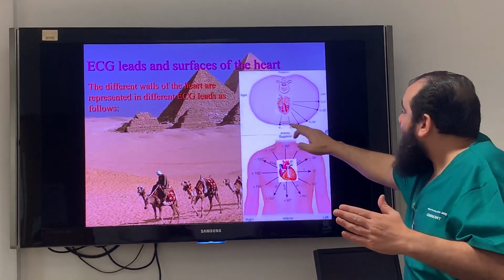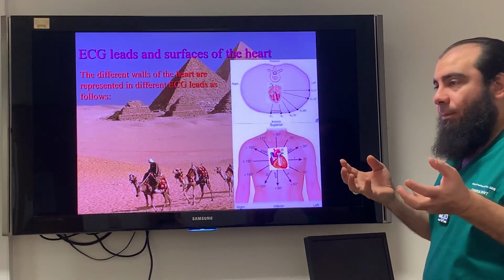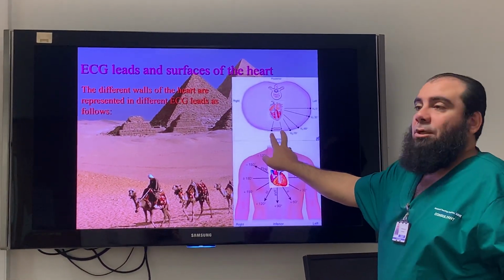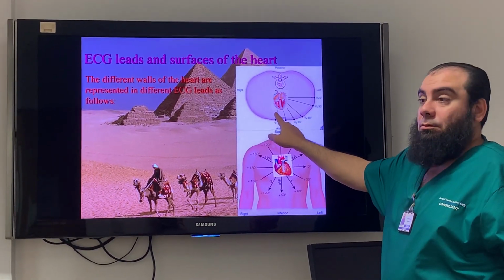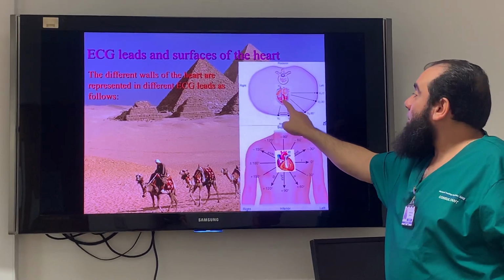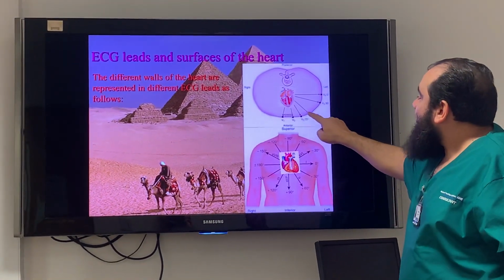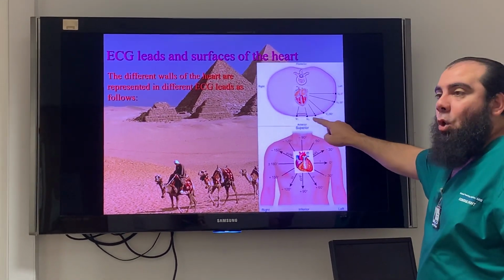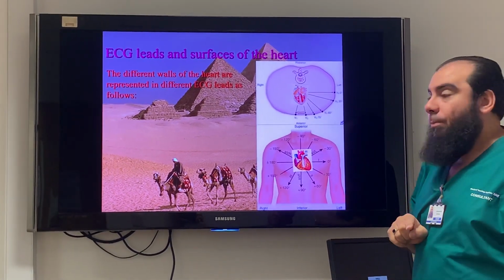Now, the relation of the heart to the chest leads, what actually they are looking at. Okay? So simply V1 and V2 are looking at what? Anyone knows? Right ventricle and part of the septum. V3, 4, 5 and 6 look at the left ventricle. When we go further, it's looking more at the left ventricle. Okay.